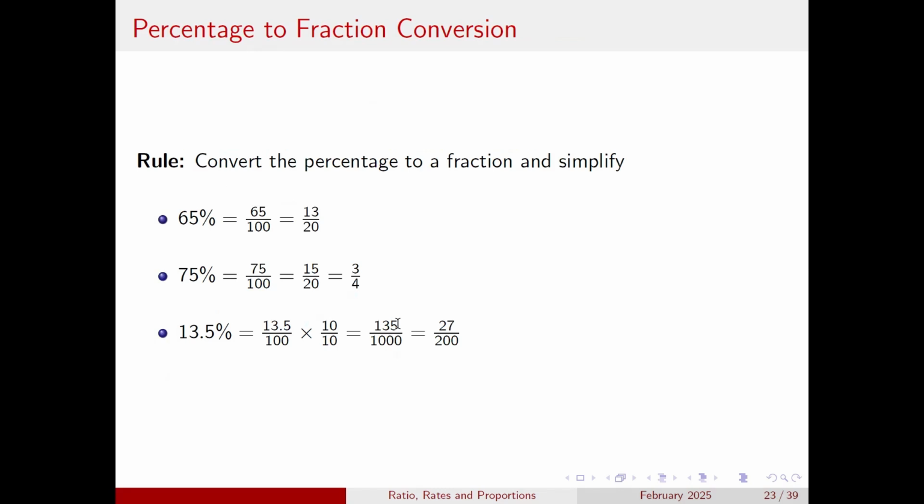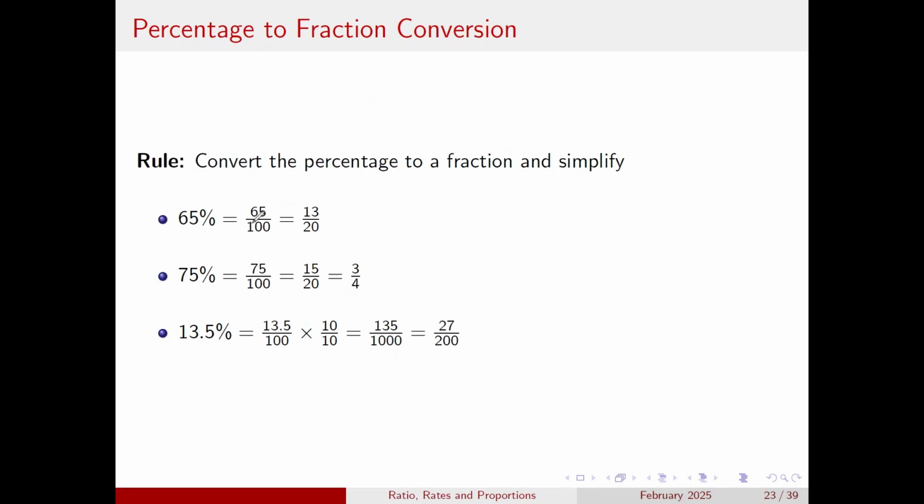Now let's look at converting a percentage to a fraction. Now to convert the percentage to a fraction, divide by 100. Once again, like we did in the case of converting from percentage to decimal. So divide by 100 and then simplify to the lowest term. So we start with the first example. 65%, you want to convert this to a fraction.